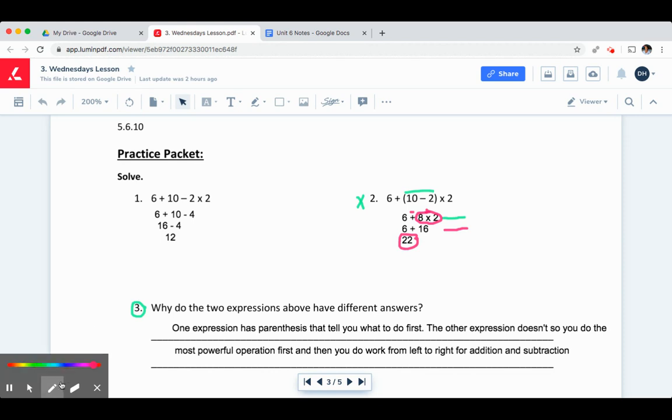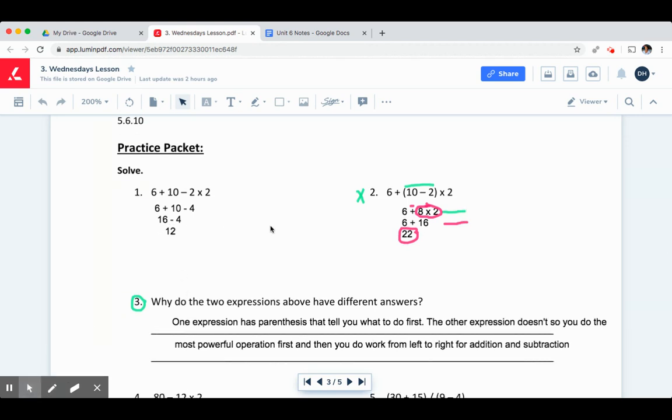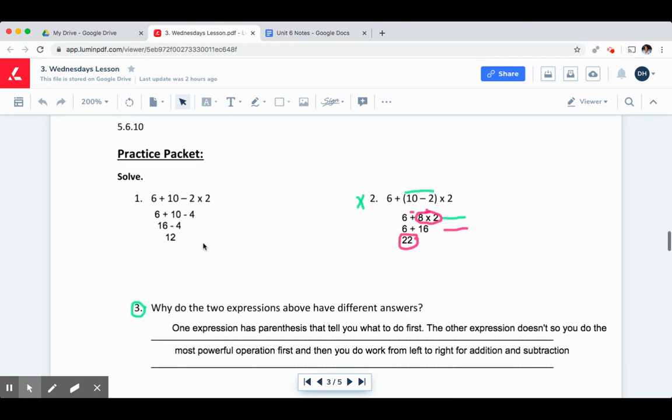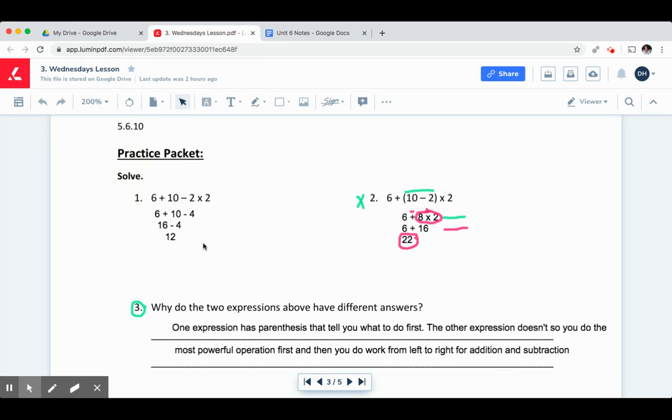For number 3, you are asked to explain how the two expressions above have different answers. And it relates back to what we talked about in the problem-solving task. Even though the expressions have the same numbers and the same operations, they are different because one expression has parentheses and those parentheses tell you what to do first. So notice that having parentheses versus not having parentheses gets you two different answers.